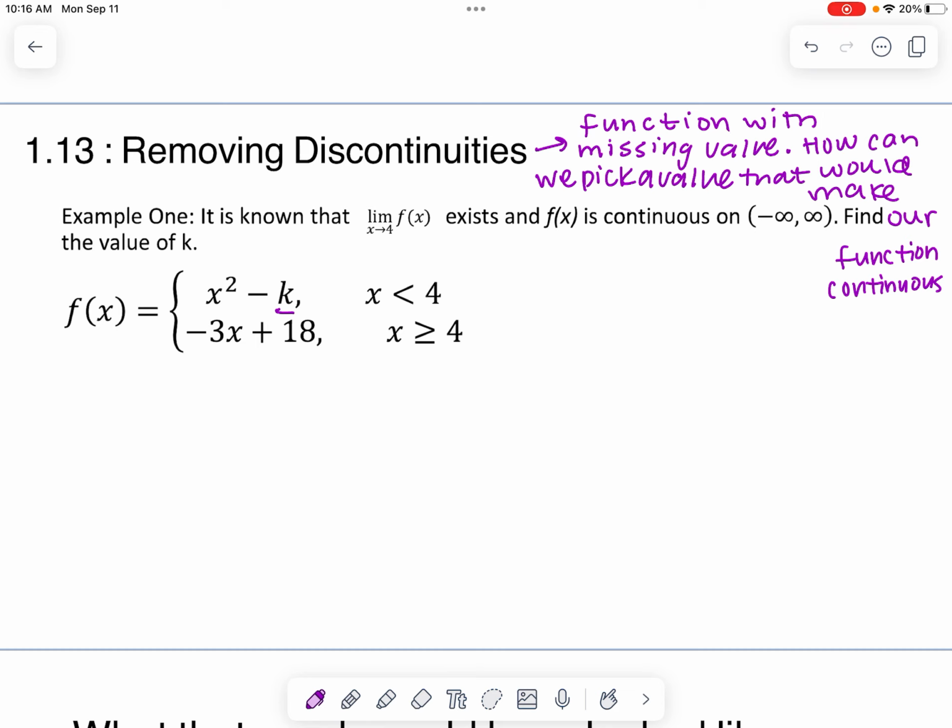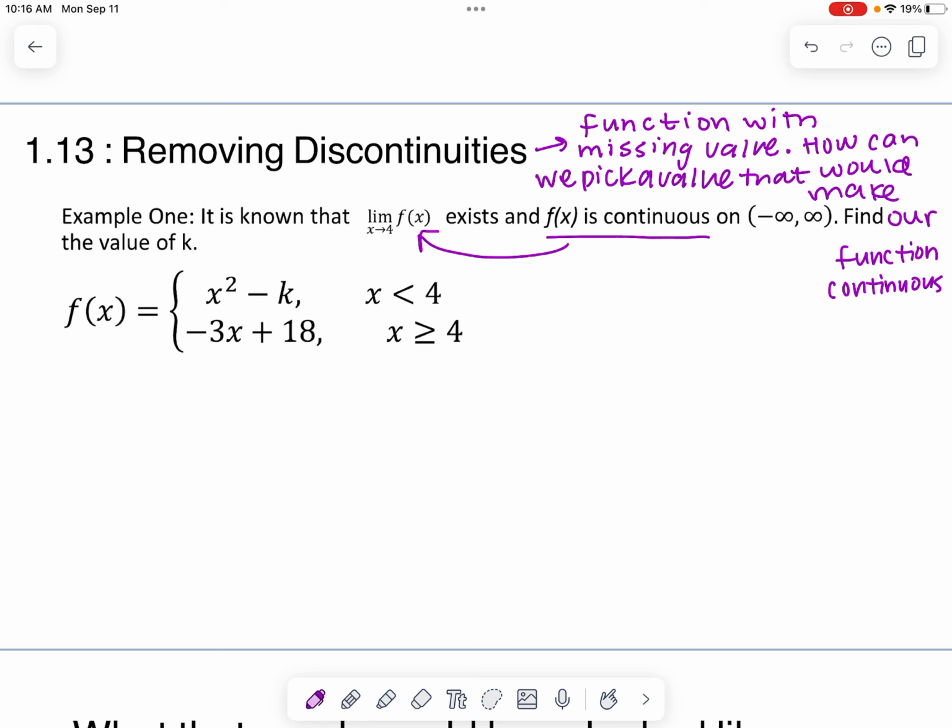So example 1 says, it is known that the limit as x approaches 4 exists and f of x is continuous on the interval negative infinity to infinity. Find the value of k. So this is the most important thing, is that f of x is continuous. It's continuous on all real numbers, and so that means that there's no point inside this function that's like a hole or a jump or anything. And specifically, something we know is that the limit as x approaches 4 exists.